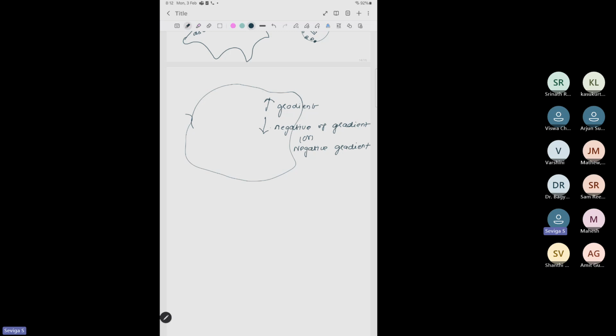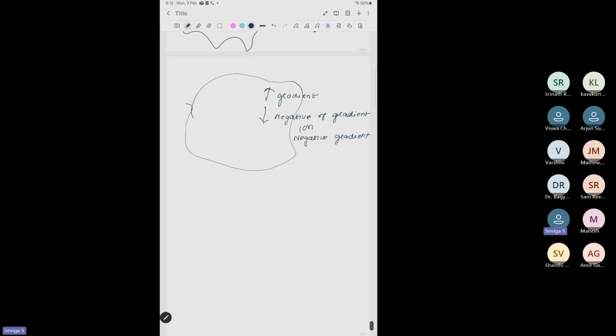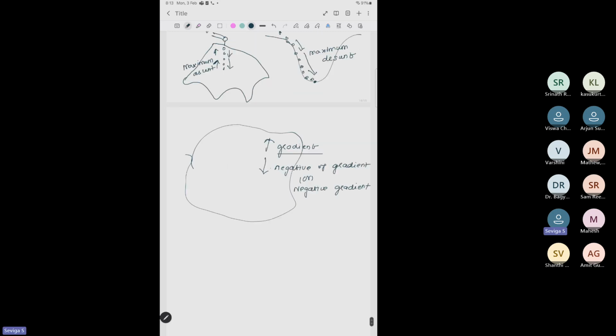Suppose you have a hiker who is trying to climb to the top of the mountain. He is going towards the direction of the gradient. Otherwise, if there is a stream of water flowing downhill as quickly as possible, then it is following the direction of the negative gradient. Is it clear? The direction of gradient is towards the maximum ascent. The direction of negative gradient is towards the direction of maximum descent.